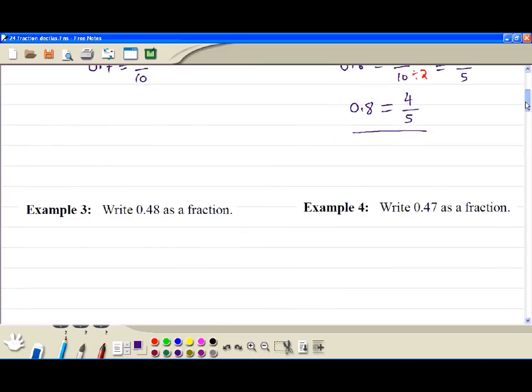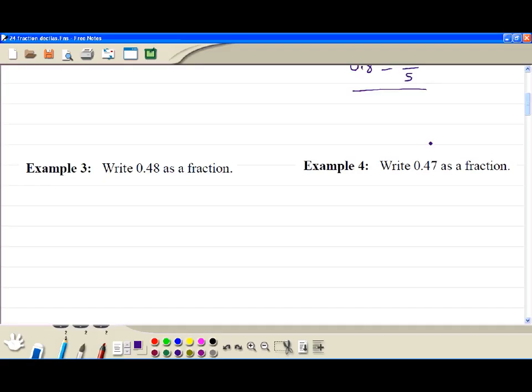Let's do example 3. Now we've got two numbers after the decimal, so that means it's that many hundredths. So 0.48, so we write 48 hundredths. Now we can divide top and bottom by 2, so we get 24 on the top and 50 on the bottom.